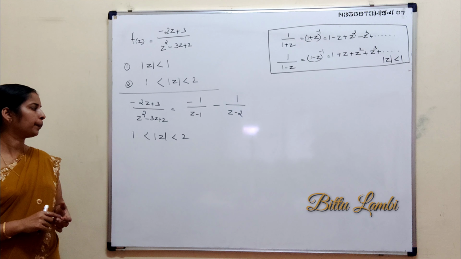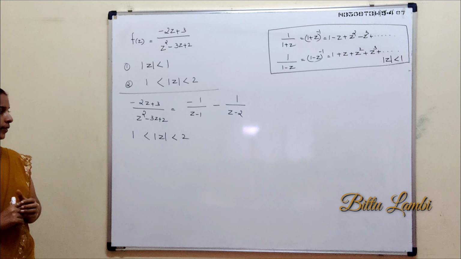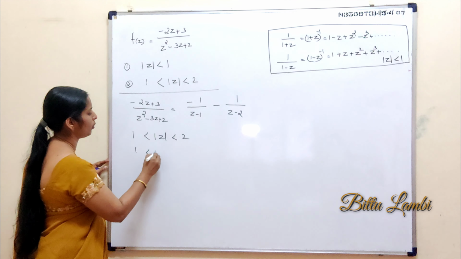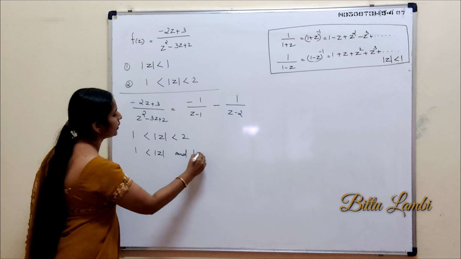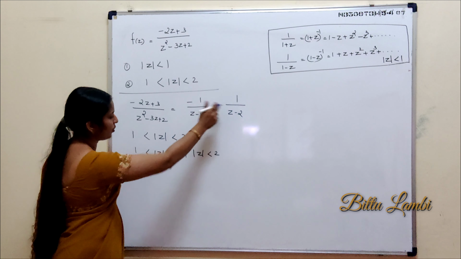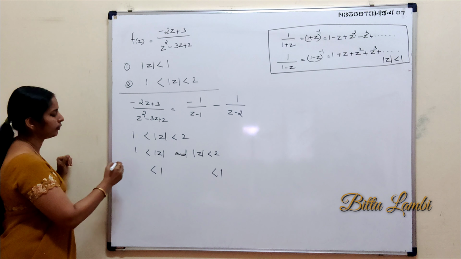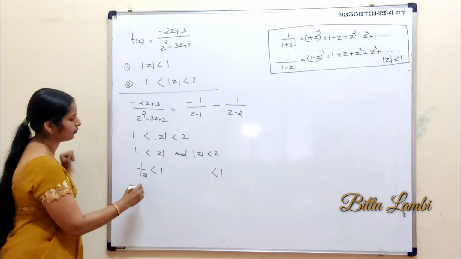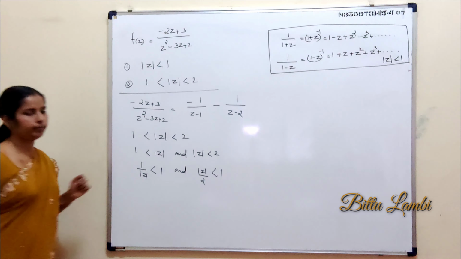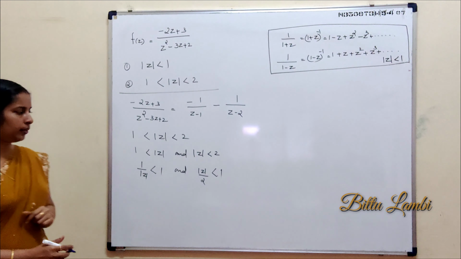Next, consider the second region, which is 1 less than mod z less than 2. In such regions, you have to split the region. That is, 1 less than mod z and mod z less than 2. And for the convenience of expanding these two terms, you write it as less than 1. So here, you have to take mod z to the left side. So the region is 1/mod z less than 1 and mod z/2 less than 1. Next, by looking into this region, you rearrange these two terms.